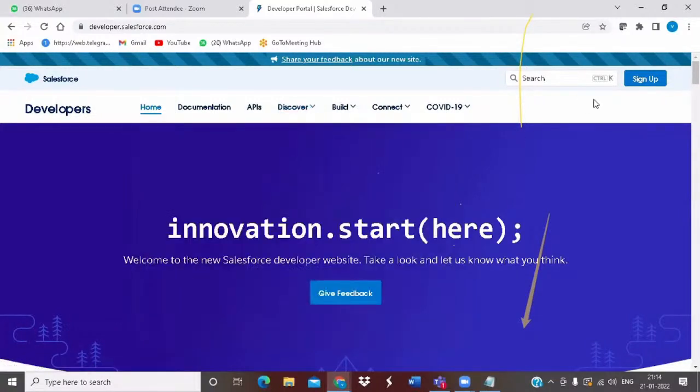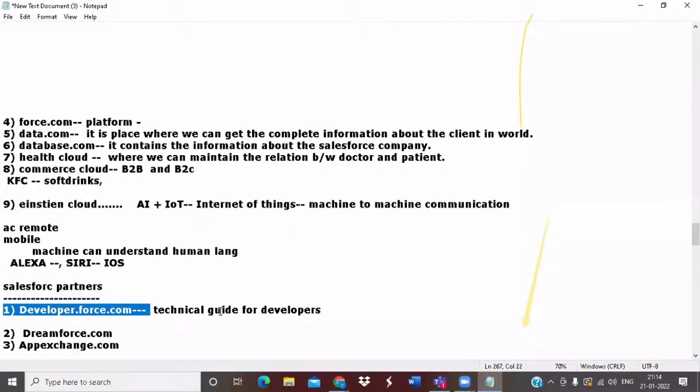Clear, all of you? If you click on sign up, we can create the account here. So this is developerforce.com. Is this point clear, everyone? It's a technical guide for whom here? Developer. Next to that is dreamforce.com. What is Dreamforce?